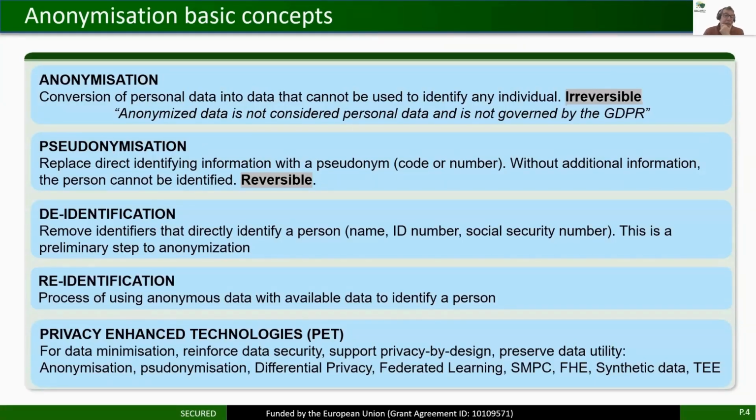And finally, just to mention that anonymization is part of the privacy-enhancing technologies that help to minimize the use of data, strengthen data security, support privacy by design, and preserve data utility. This can be achieved by using different tools or technologies that will be presented later on, such as anonymization, pseudonymization, differential privacy, federated learning, secure multi-party computation, fully homomorphic encryption, synthetic data, and this can be used also in a trusted execution environment.